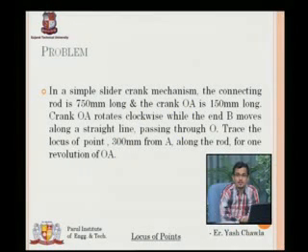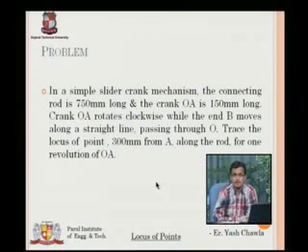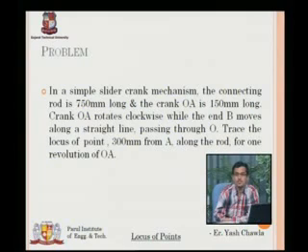Now what do they expect us to do? Trace the locus of a point 300 mm from A along the rod for one revolution of OA. Now they have said 300 mm from A. So we know that the connecting rod will be BA, or say AB. So on AB, from A, it has to be at 300 mm always. So this is the point that we want to plot the locus of, and this whole procedure has to be done for one single rotation of the crank. So now let's head for the solution.